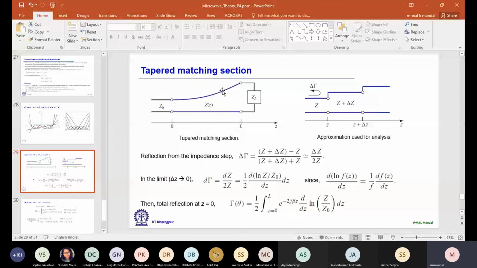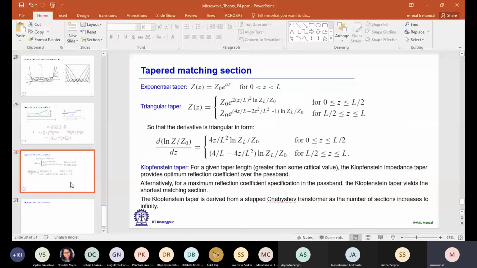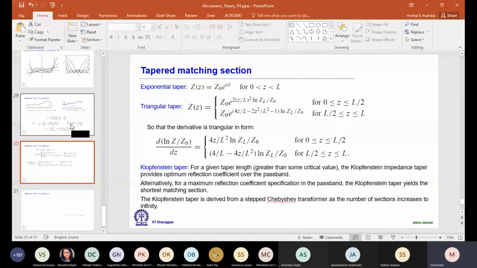If I use this tapered section, we can have different types of tapering. We can have exponential tapering, we can have triangular tapering, where the characteristic impedance continuously increases, then decreases, or maybe decreases first and then increases. It is symmetrical with respect to the midpoint. So different types of tapering have different advantages. Now which one is the best?